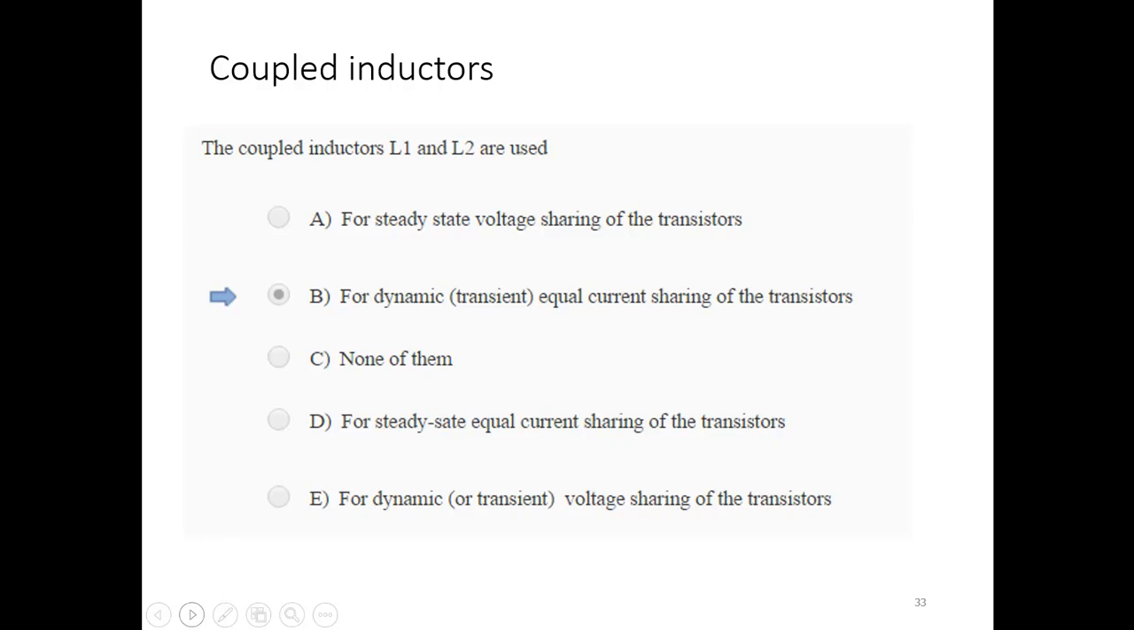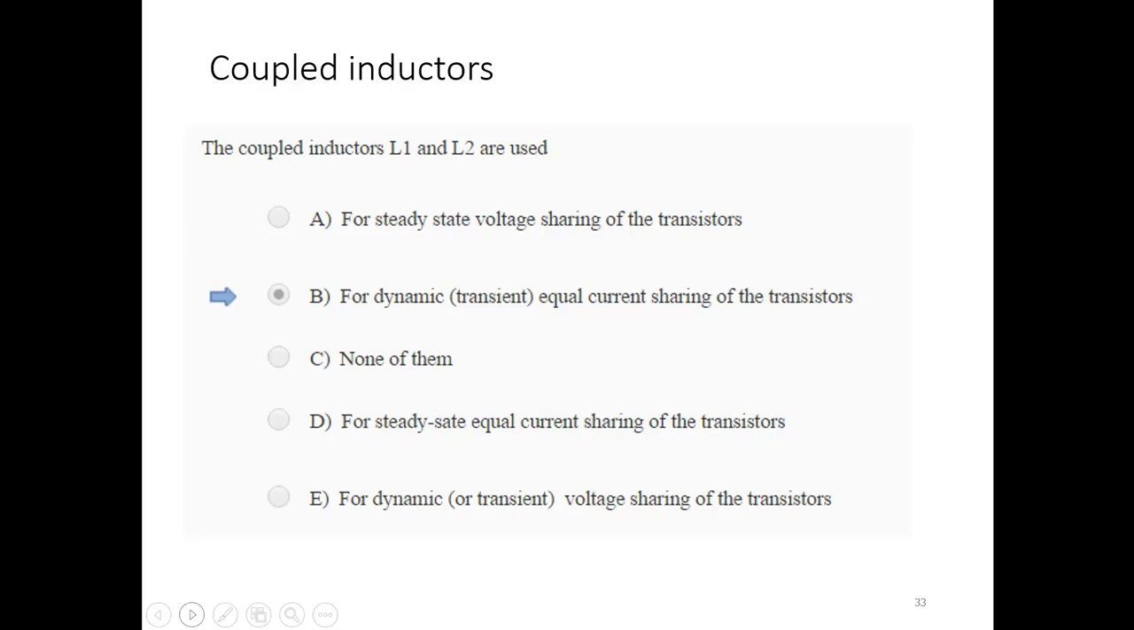During the steady state condition you put a resistance, but in the dynamic condition, during the transition time, you also often use an inductor, because the inductor limits the rate of change of the current. The current cannot change quickly. That's why very often you use the inductor to limit the dynamic current sharing, and the current cannot change suddenly.